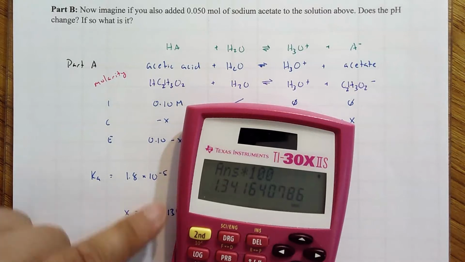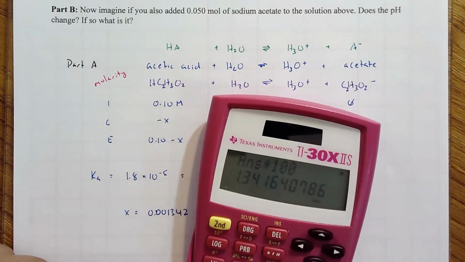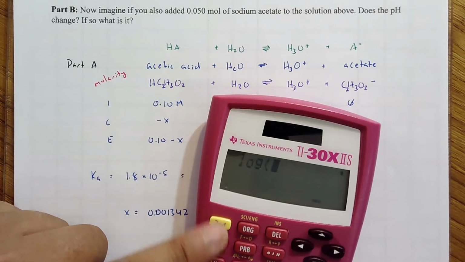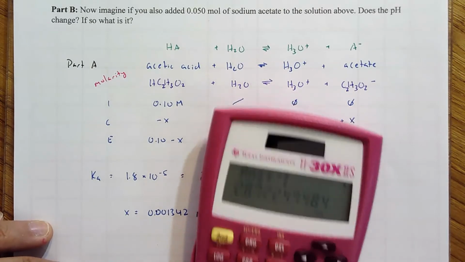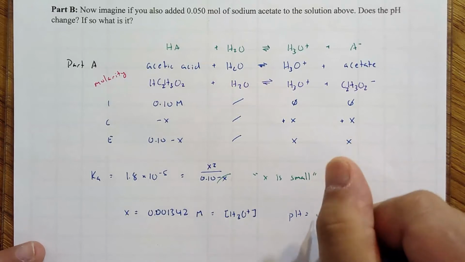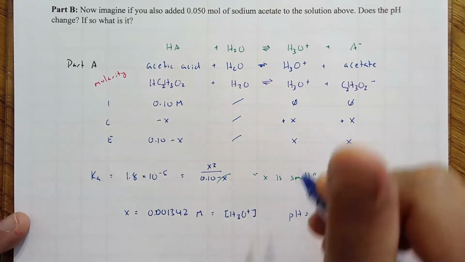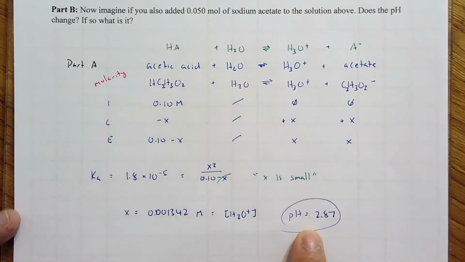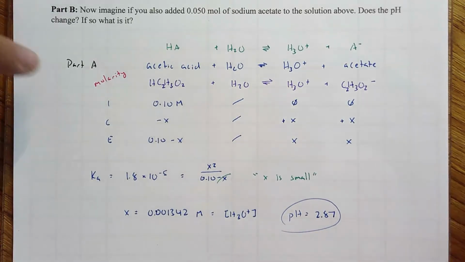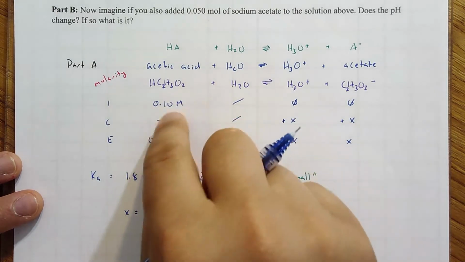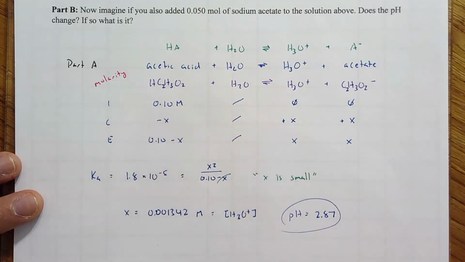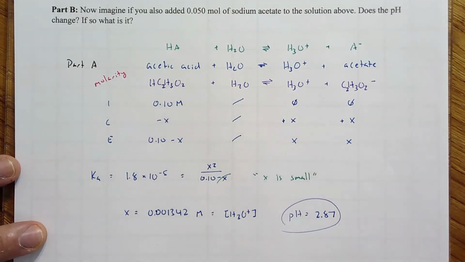Oh, I lost that number. 0.001342, take the log of that number, times negative 1. Pretty low. 2.87. It's a weak acid, but the pH is pretty low. That's because it's actually a high concentration. Normally, with acids, you use much lower than 0.1 molar amounts. That's part A.